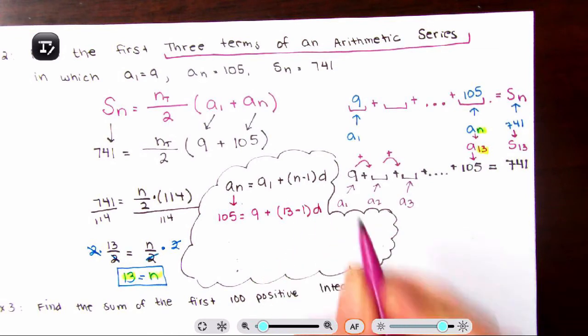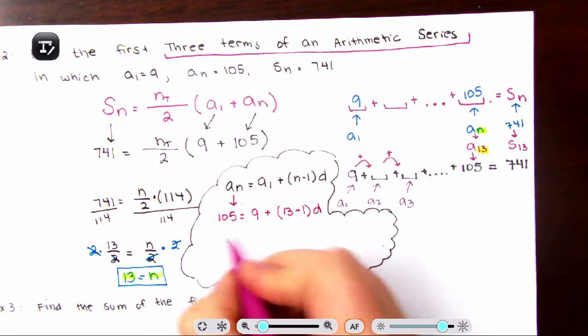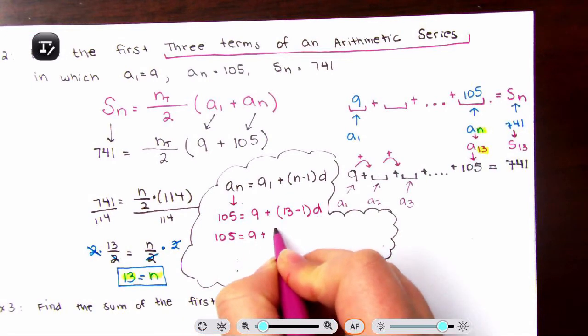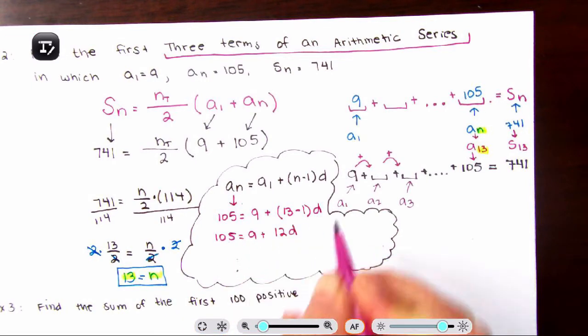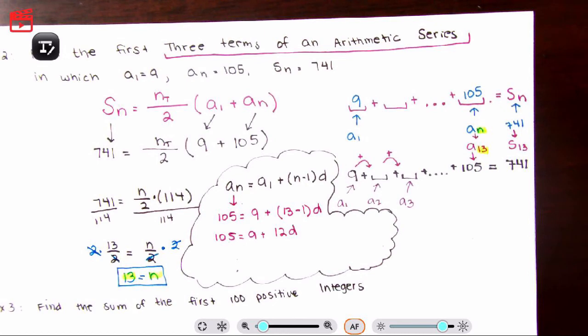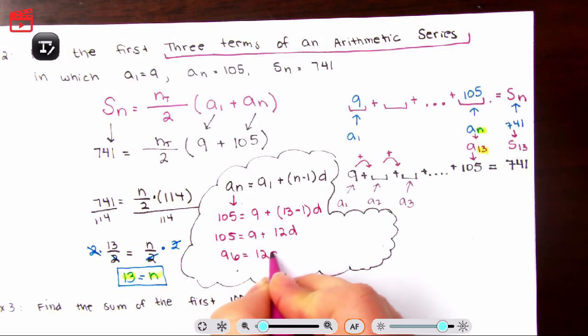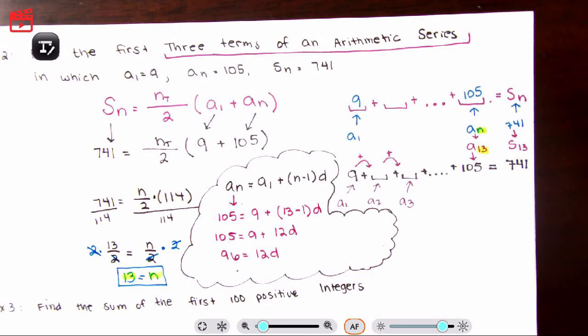And that will allow me to find my common difference. So I have 105 is equal to 9 plus 12d. I'm going to subtract 9 from 105. So I get 96 is equal to 12d, divided by 12. My common difference is 8.